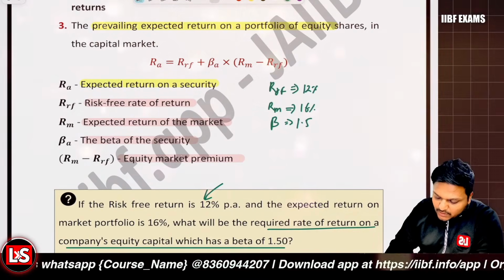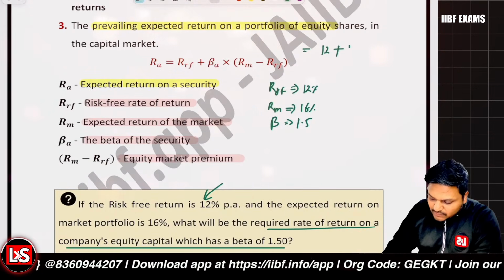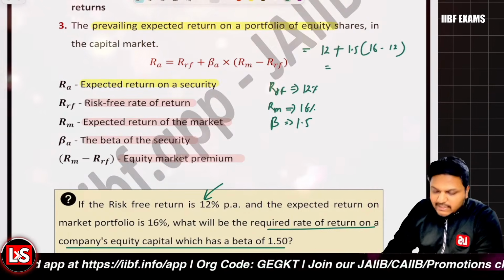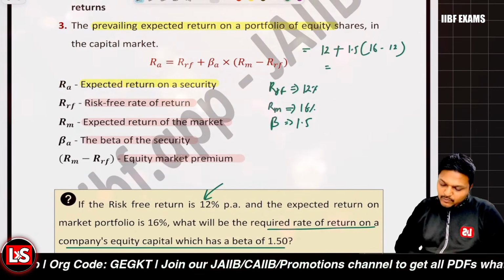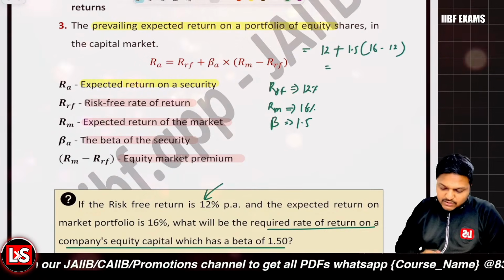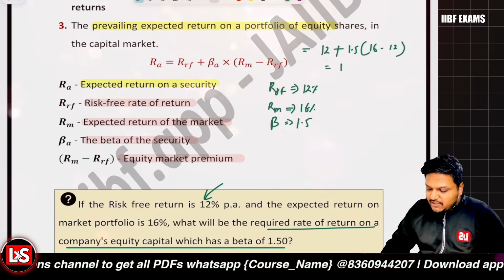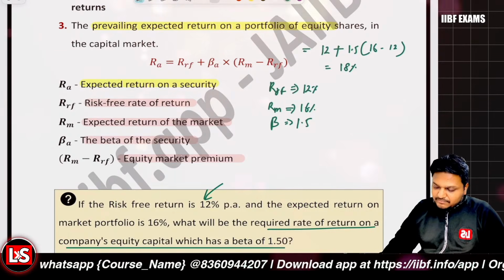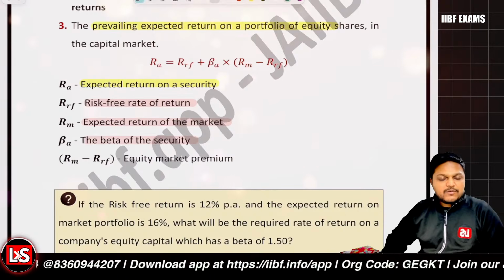So it will be equivalent to the risk-free return, that is 12, plus 1.5 into 16 minus 12. That's it, that we need to solve. 16 minus 12 is 4. 4 into 1.5 is 6, plus 12, that is 18. So the expected return on security will be 18% in this scenario. Clear? So this is how we can solve the numerical related to it.